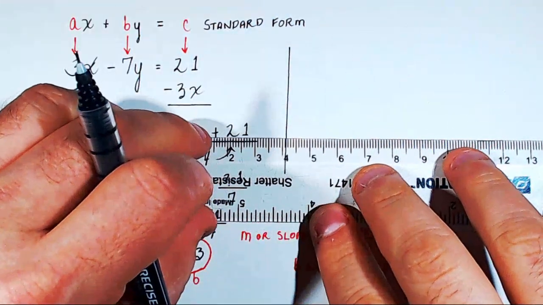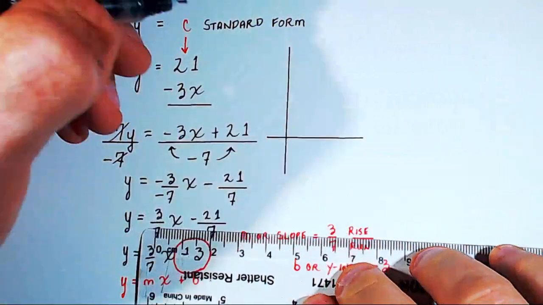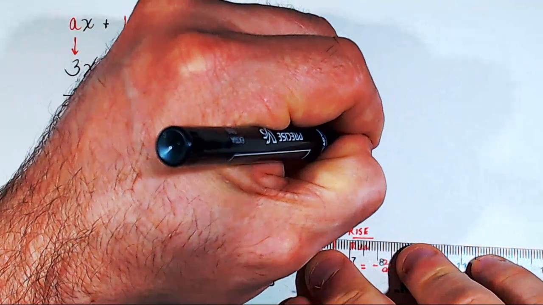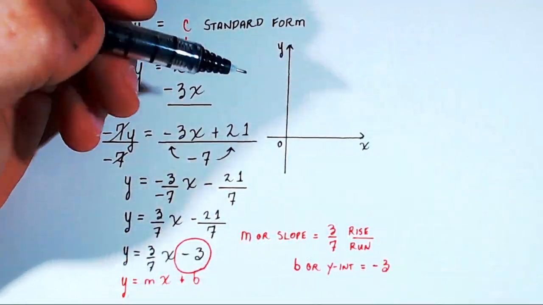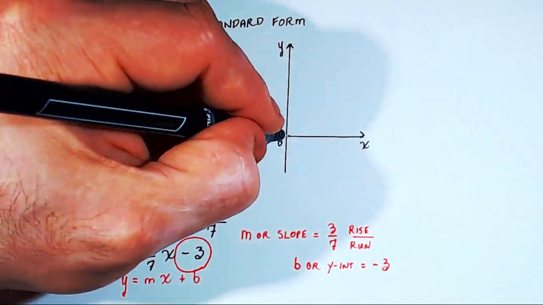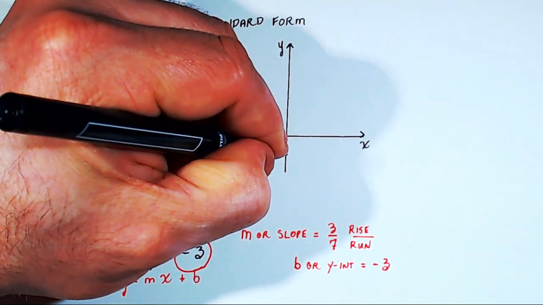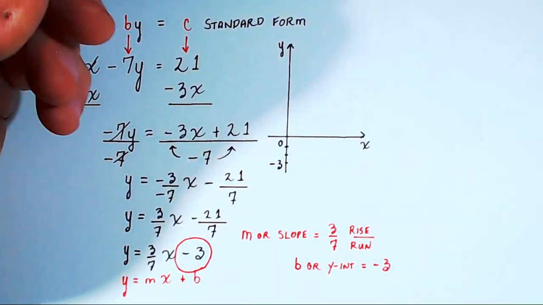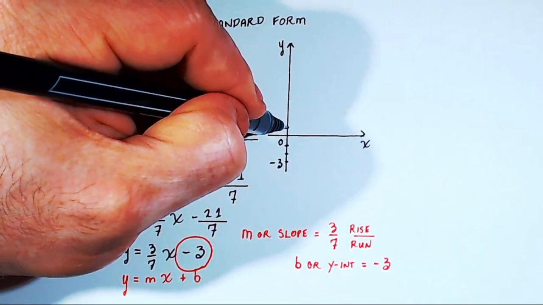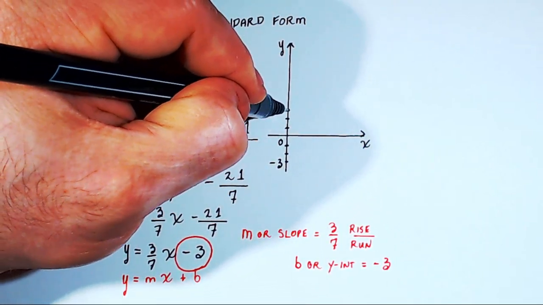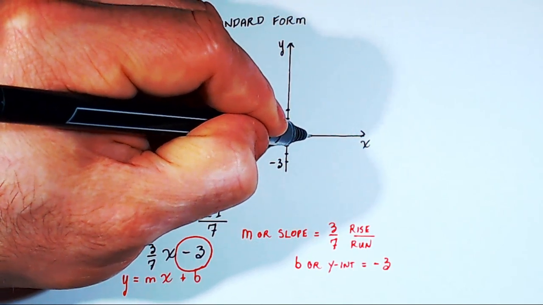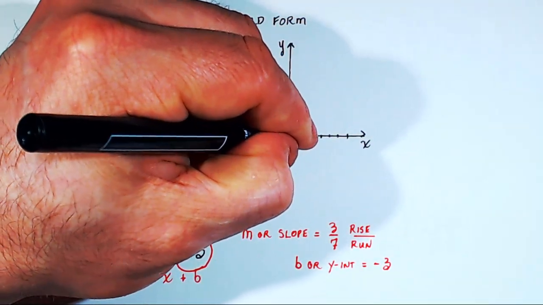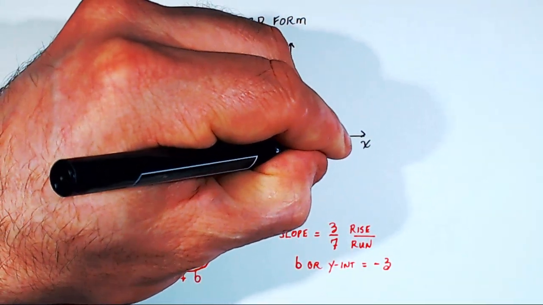I'll just draw a quick graph. If we were to actually graph this, and this was 0, here's the y-axis, and here is the x-axis. If I were to graph this, and I know my y-intercept is negative 3, let's go down 3 places and call this negative 3. We can use our rise over our run, and really we're doing this freehand, so it won't be exactly correct. 1, 2, 3, 4, 5, 6, 7.